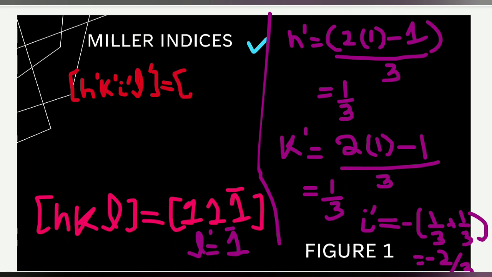So H prime is, we have to do one more thing. As I told earlier, we have to remove fractions. So let me write all these indices in order first.